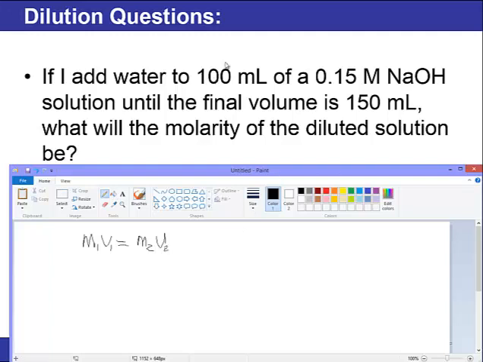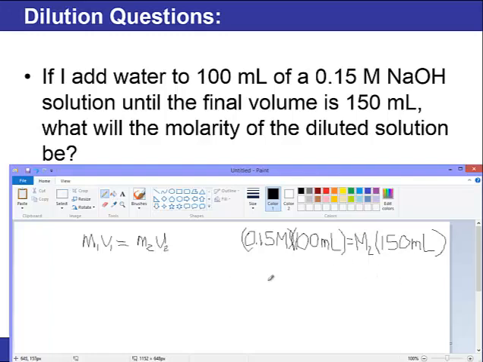So if we're looking at our equation, we can see that our V1 is 100 milliliters and our concentration is 0.15 molar of the sodium hydroxide for the initial concentration, or C1 or M1. So we can fill in these values for the initial concentration. Once written out, we've got 0.15 molar solution times 100 mL. So this is our M1 times V1 equals M2, which is our unknown, times V2. M2 is going to be the new molarity of our diluted solution, and our final volume in the diluted solution is 150 mL.